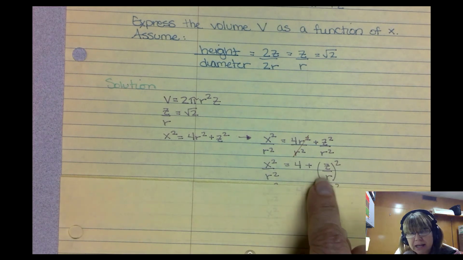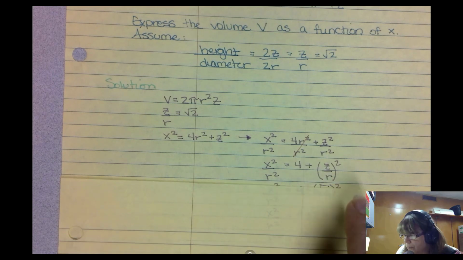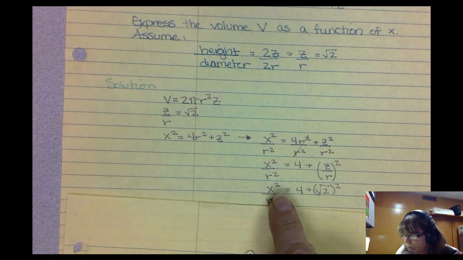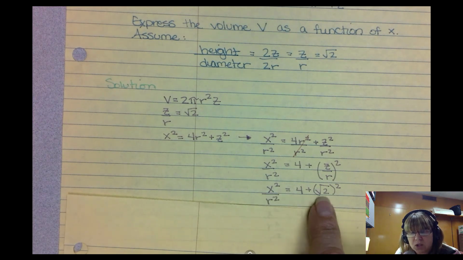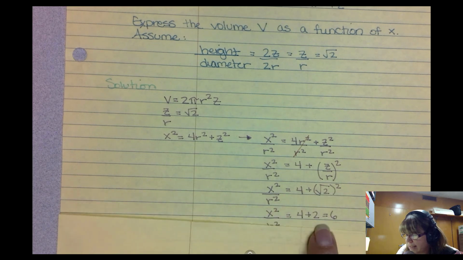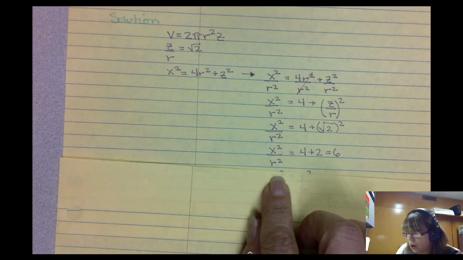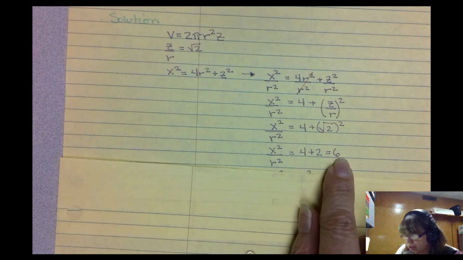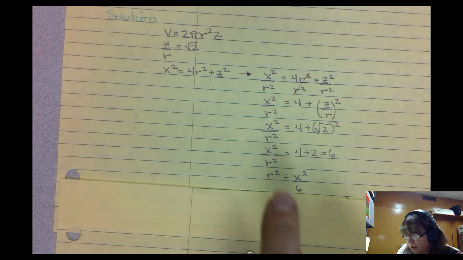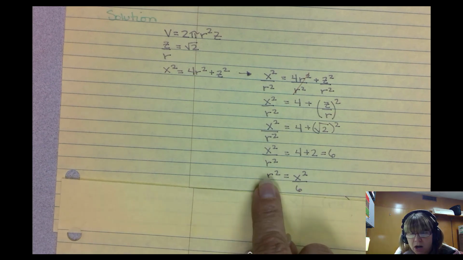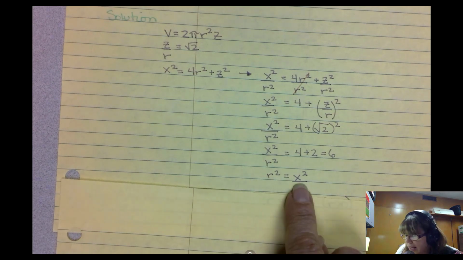But remember that assumption we made about z over r, that this ratio is the square root of 2? So we have x squared over r squared equals 4 plus the square root of 2 squared. Well, the square root of 2 squared is 2, so 4 plus 2 is really 6. So we know x squared over r squared equals 6. And therefore we can solve for r squared: r squared equals x squared over 6.